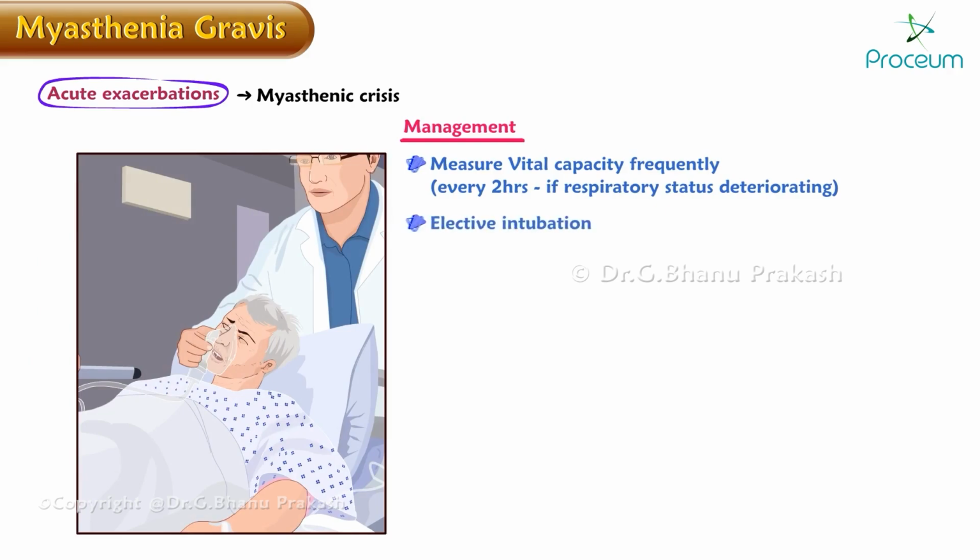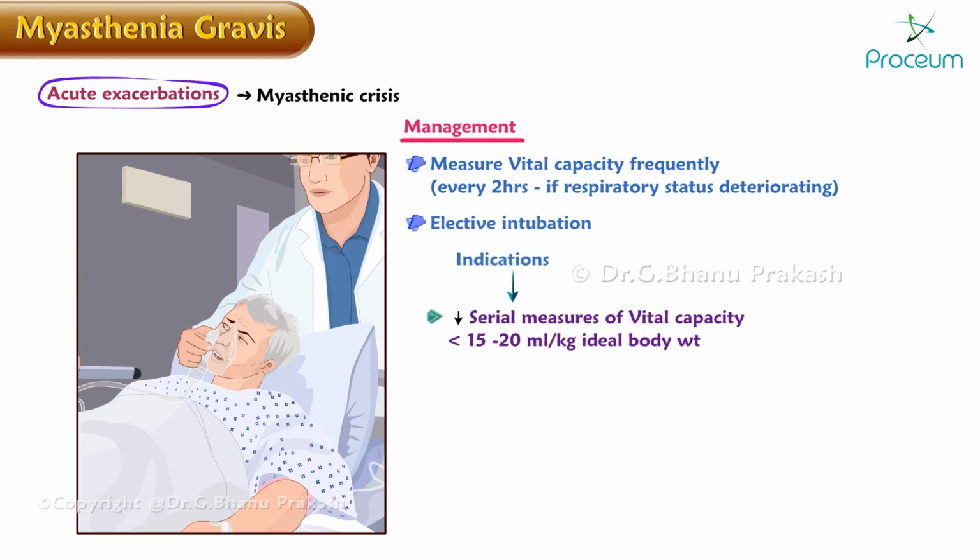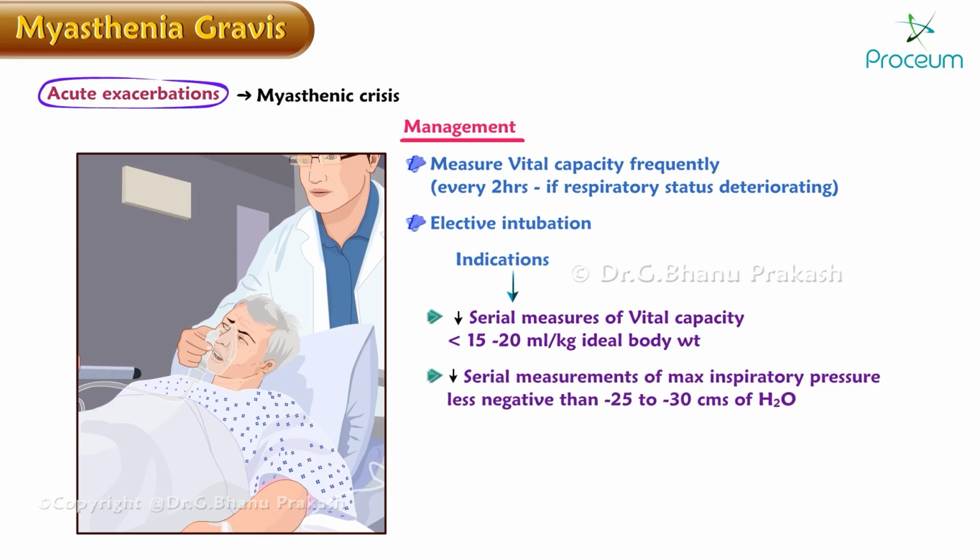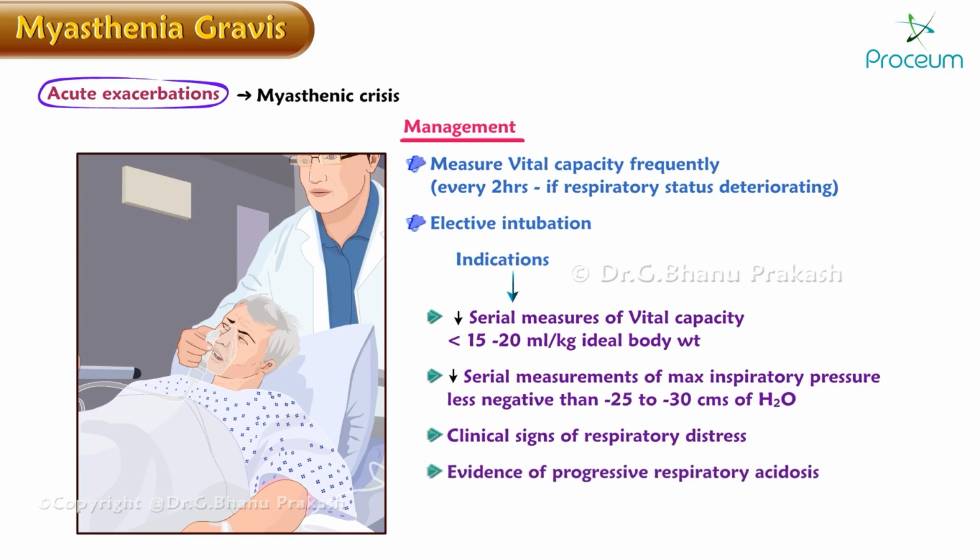Consider elective intubation based on overall clinical status, particularly in the presence of any of the following conditions. Declines in serial measures of vital capacity below 15 to 20 milliliters per kilogram ideal body weight. Declines in serial measurements of maximum inspiratory pressure less negative than negative 25 to negative 30 centimeters of water column. Clinical signs of respiratory distress. Evidence of progressive respiratory acidosis. Difficulty handling oral secretions.